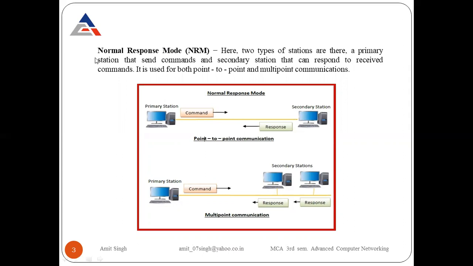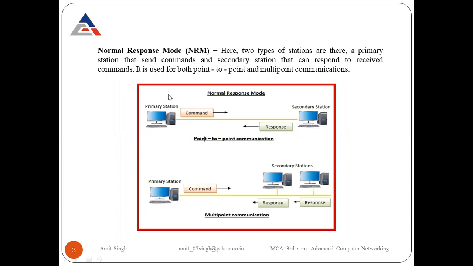Here two types of stations are there: a primary station that sends commands and a secondary station that can respond to the received commands. It is used for both point to point and multi-point communication. The first mode is the normal response mode, and this mode is primarily used for the primary station that sends the data and the secondary station that receives the data. This mode is applicable for both point to point and multi-point communication.